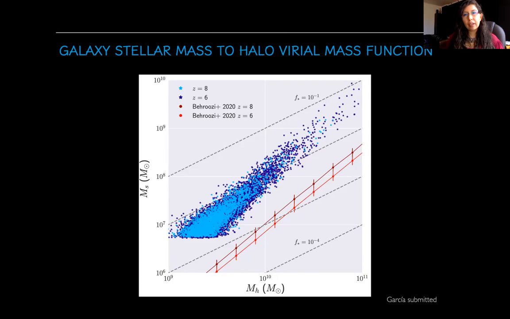And I'm comparing with different stellar fractions from 10 to the minus 1 to 10 to the minus 4, from top to bottom. And what I want to highlight here is that the galaxies in the simulations mainly follow a trend of 10 to the minus 2. So halo masses are at least 2 orders of magnitude larger than the stellar mass in galaxies in these simulations. However, for the high mass end, this trend moves to 10 to the minus 1. So we gain at least 1 order of magnitude in the difference between the halo mass and the stellar mass.